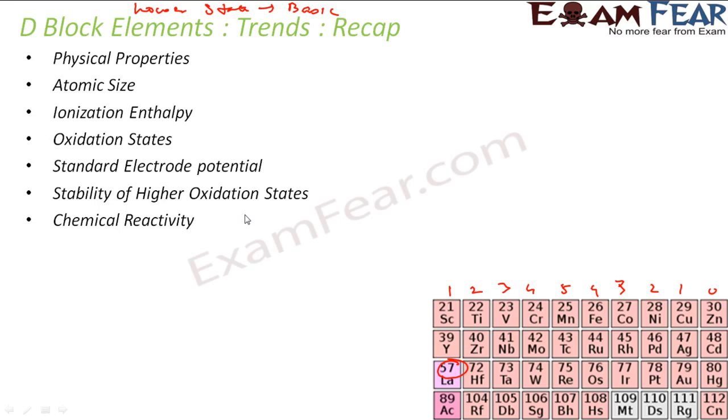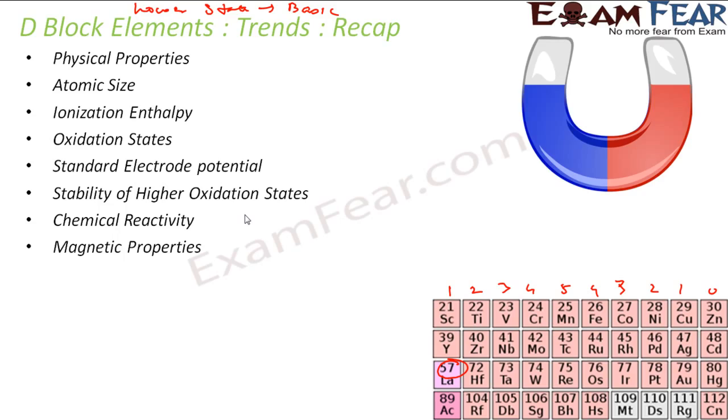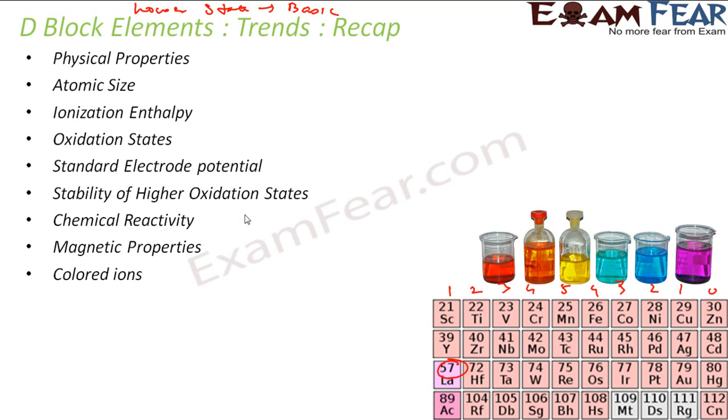Then we have the magnetic properties. They are generally paramagnetic because of the presence of unpaired electrons, and their magnetic moment is defined by mu equals root of n(n+2) Bohr magneton. There are some diamagnetic ones also. For example, zinc is diamagnetic, Cu+ is diamagnetic, but most of these are paramagnetic because of unpaired electrons. They have a lot of colored ions, and these colored ions are also because of unpaired electrons. Unpaired electrons result in d-d transition, and this d-d transition is responsible for the color of these ions.